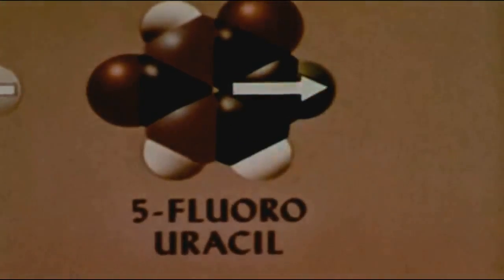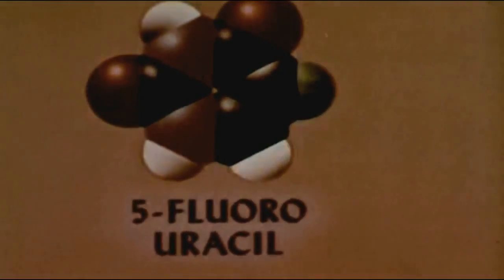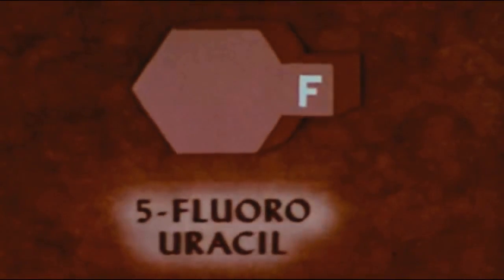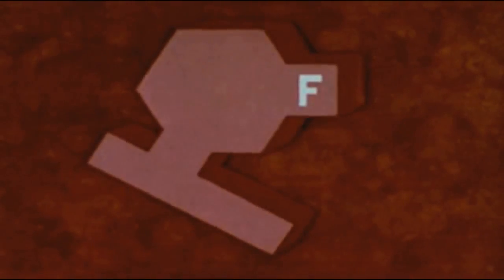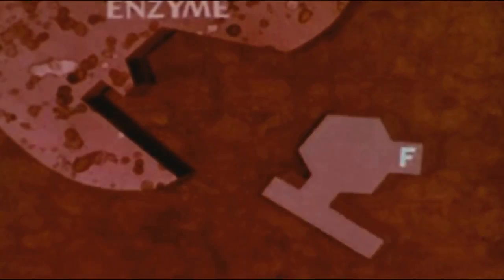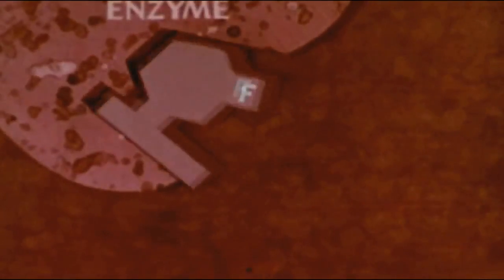uracil compound. Thus, we predict that the 5-fluorouracil, just like the uracil, will attach itself to a sugar phosphate residue and then fit into the same place on the enzyme the uracil would have used. But once in place, the strong bond to fluorine will prevent the enzyme from replacing the fluorine with a methyl group.